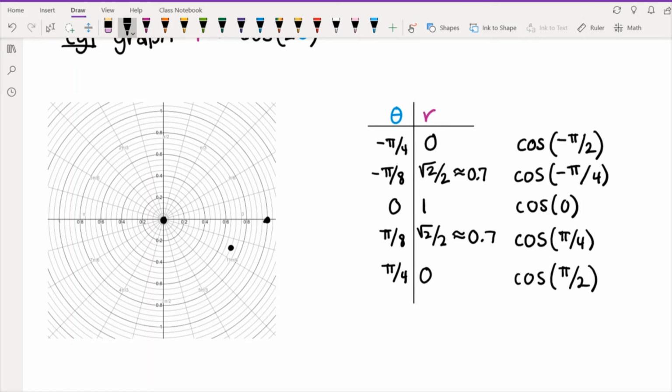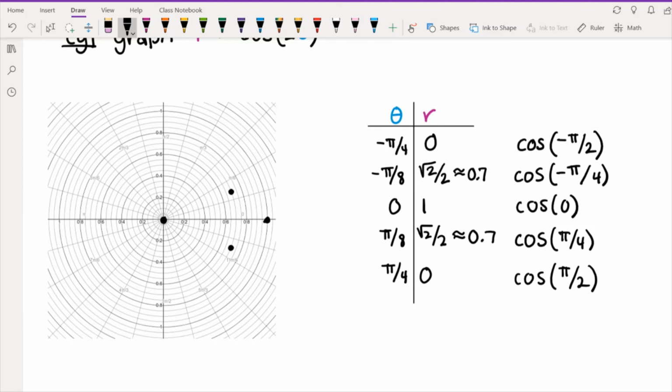And then we have pi over 8. So again, that's going to be half of pi over 4. So that's going to be this angle here. And we're going a distance of 0.7. So again, halfway between 0.8 and 0.6. So that's there. And then our last point, our angle is pi over 4, but we're still at 0. So that just brings us back to the origin.